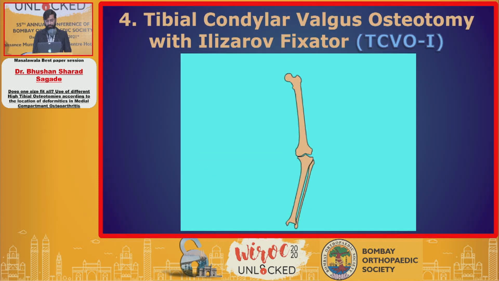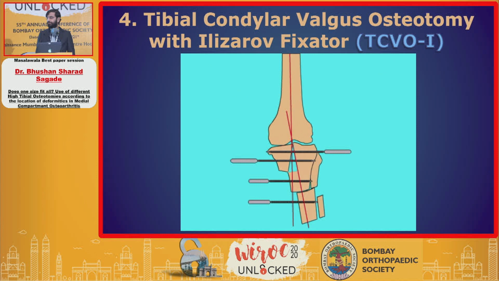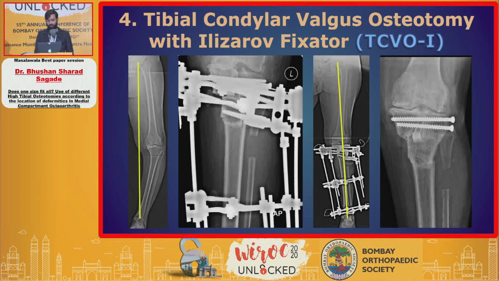The last is a tibial condylar valgus osteotomy with the Ilizarov fixator, which is a double-level osteotomy. The proximal intra-articular osteotomy is acutely fixed with screws and pins after correcting the intra-articular deformity. A second distal extra-articular dome osteotomy allows gradual and complete correction of mechanical axis in patients with severe varus. A large intra- and extra-articular varus corrected with a double-level TCVO-I like such.